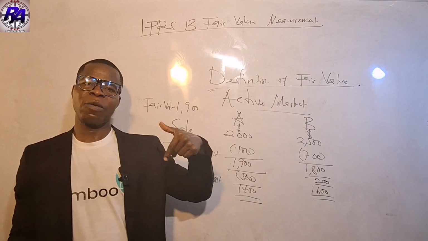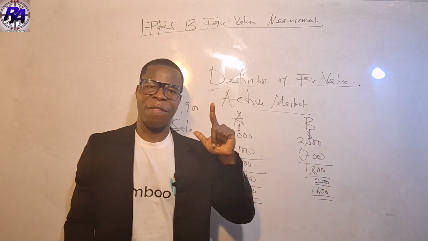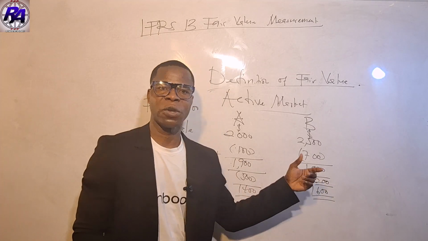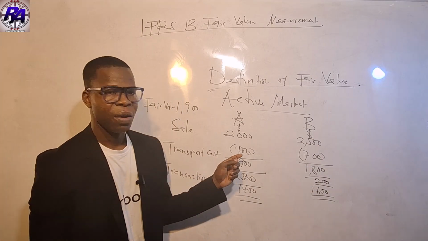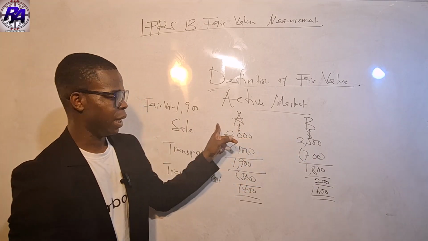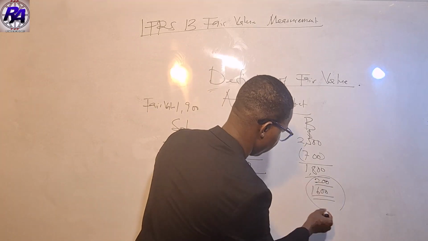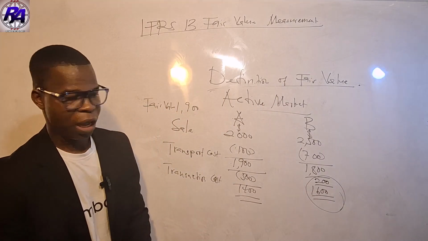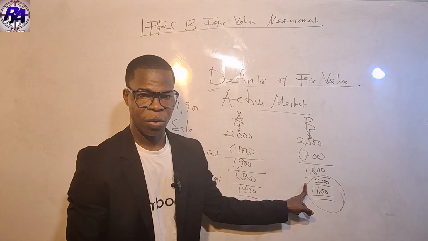So in the case where we are going to buy or we are paying to transfer a liability, then we are going to use the minimum. But here, because we are selling and receiving, we're going to use the maximum amount. So for us to determine the most advantageous market here, it is going to be market B. Market B is the most advantageous market because it's giving us 1,600 against market A, which is 1,000. We have to take into consideration both the transport cost and the transaction cost.